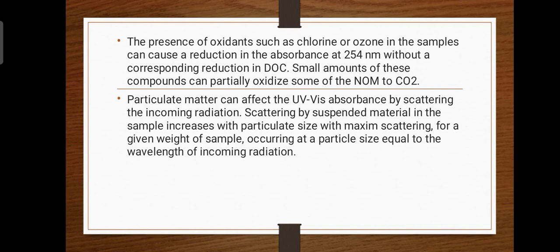So the particulate matter can affect the UV-Vis absorbance by scattering the incoming radiation. This scattering by suspended material in the sample increases with particle size, with maximum scattering for a given weight of sample occurring at a particle size equal to the wavelength of incoming radiation. Therefore, UV radiation is more sensitive to turbidity as it is scattered by smaller particles than radiation of longer wavelength.